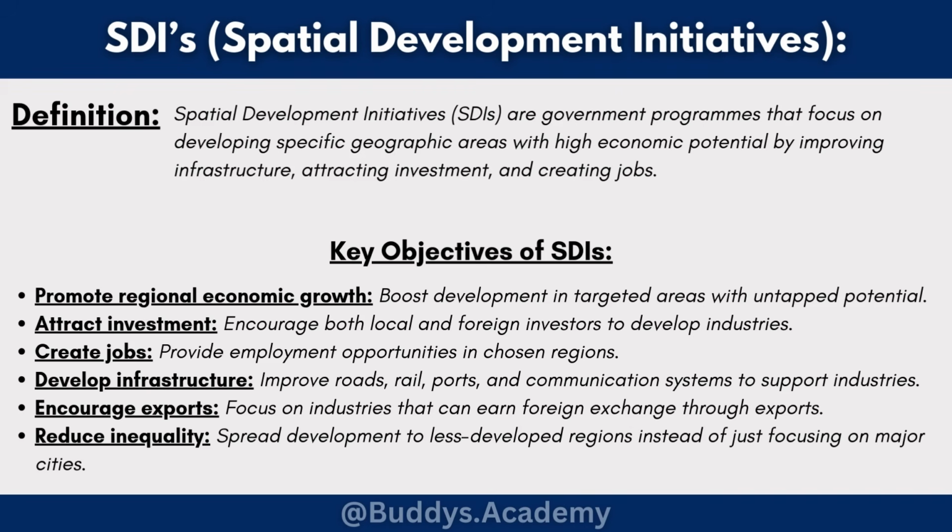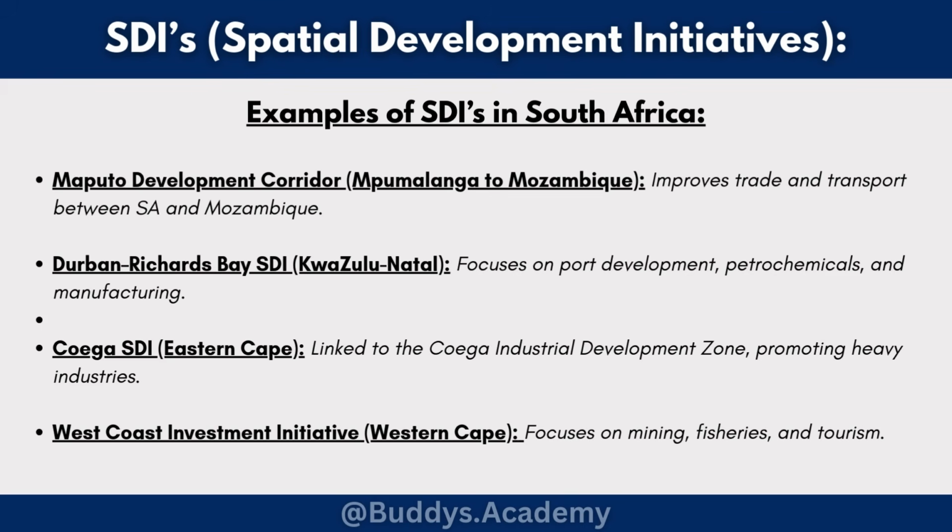It's going to attract investment, so it's going to encourage both local and foreign investors to develop industries. It's going to create jobs, so it's going to provide employment opportunities in chosen regions. There's going to be the development of infrastructure, so there's going to be improved roads, rail, ports, and communication systems to support industries. Another objective would be to encourage exports, and that's going to focus on industries that can earn foreign exchange through exports. And you're going to have your reduced inequality, which is going to spread development to your less developed regions instead of just focusing on major cities. And here's an example of some SDIs in South Africa.